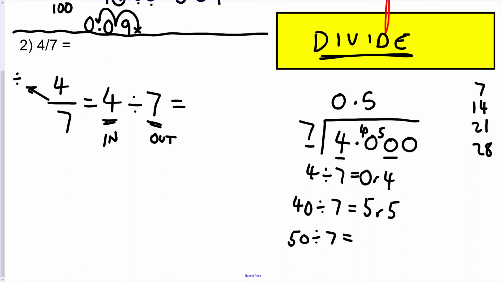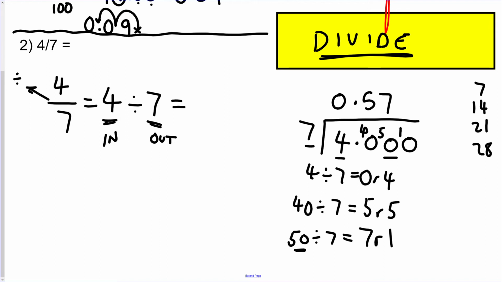Again, if you want to draw dots, you can. If you want to write down your times tables, you also can. Those of you who know your times table will know that it goes in 7 times, because 7 times 7 is 49, and therefore there is a remainder of 1. Because to get from 49 to 50, which is the number we wanted, we have to go up 1 more.